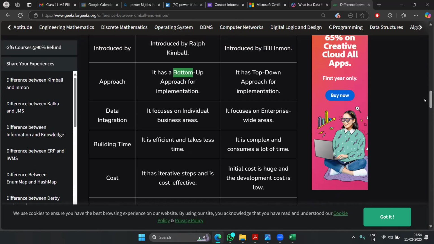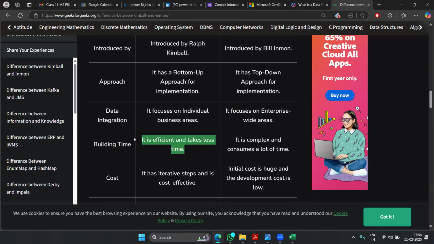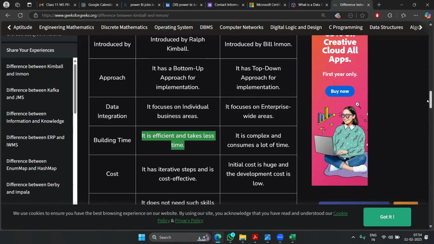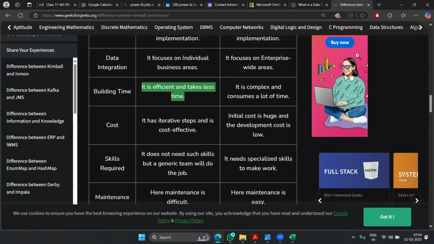Whereas Inmon focuses on enterprise-wide areas, so we will get everything in one place. Building time: it is efficient and takes less time. Obviously, I am going to work with one department and get it completed. Inmon is complex and consumes a lot of time. Correct. Cost-wise, it is an iterative step and is cost effective. Initial cost is high and the development cost is low.